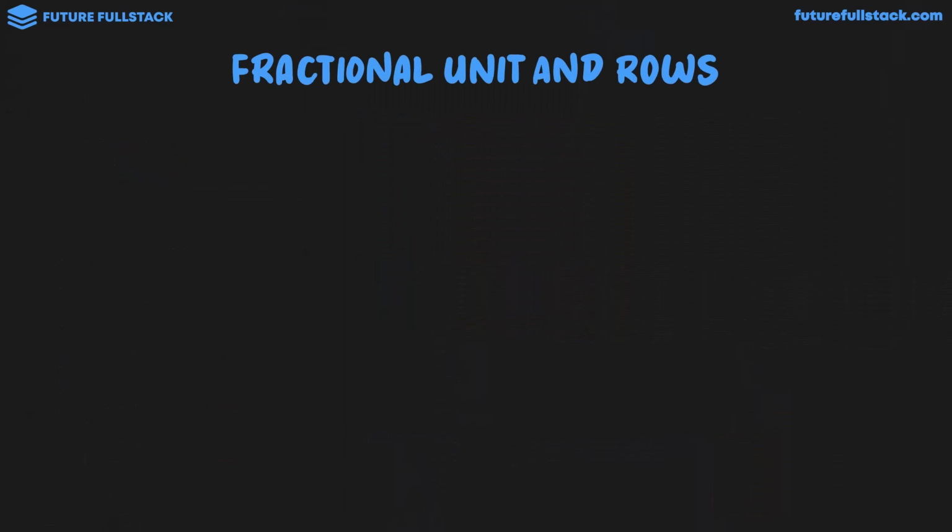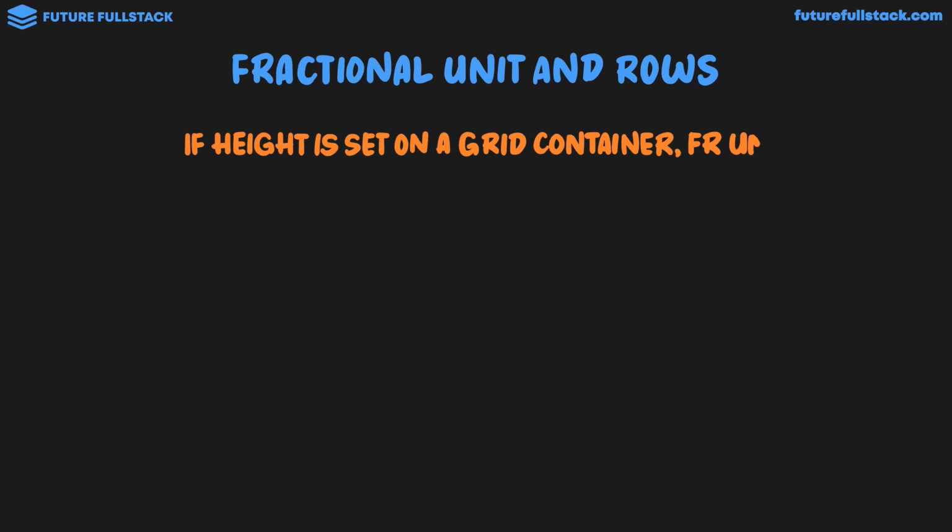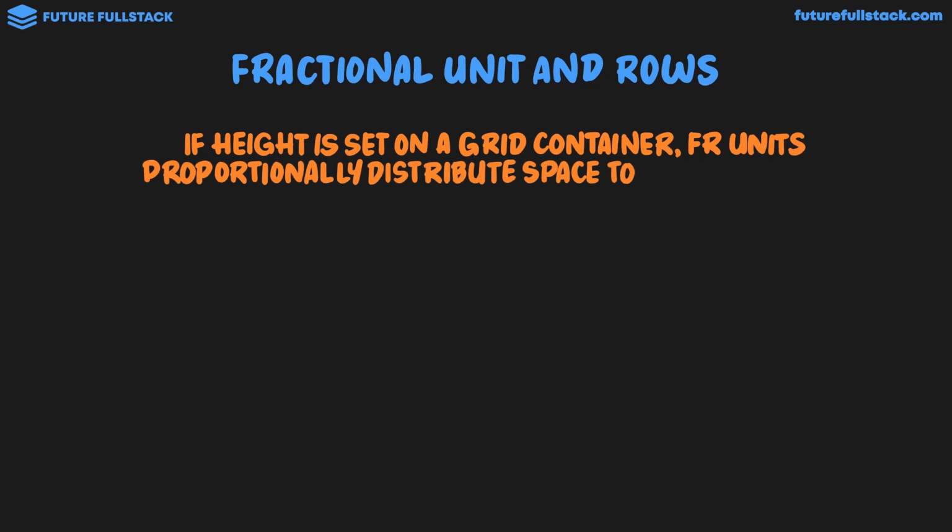Now, fractional units and rows are just a little bit more tricky, and the behavior hugely depends on whether the grid container has a set height or not. So let's look at the first case. If height is set on a grid container, FR units proportionally distribute space to the grid items. This behavior is very expected. It's the exact same as what we saw with columns, just being applied to rows.